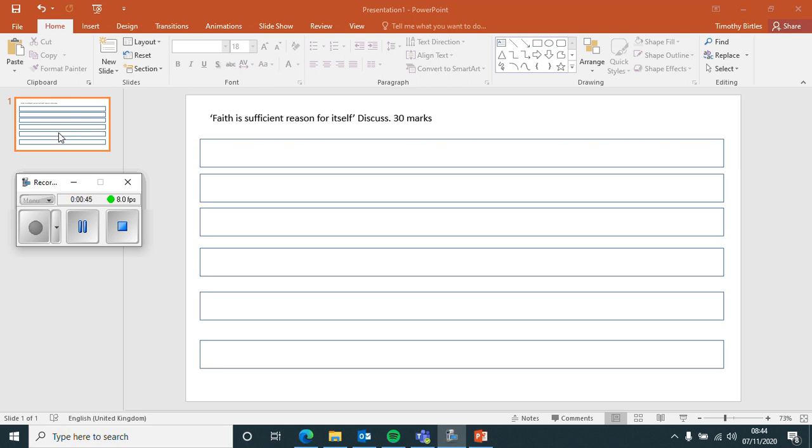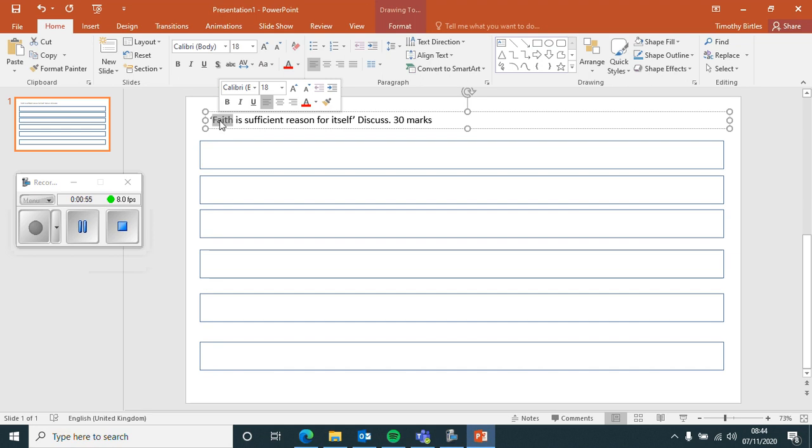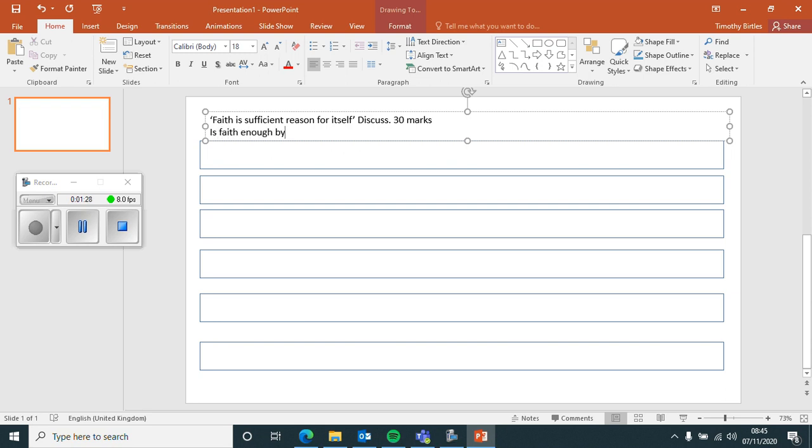The first thing you'll need to do is highlight the key words and think, what does the question actually mean? Faith means believing in something without evidence. Sufficient means good enough. And for itself means gives evidence for itself. You might want to translate the question into your own words, but don't mention it in the essay. What this is saying is: is faith enough by itself? Is it enough to just have faith?